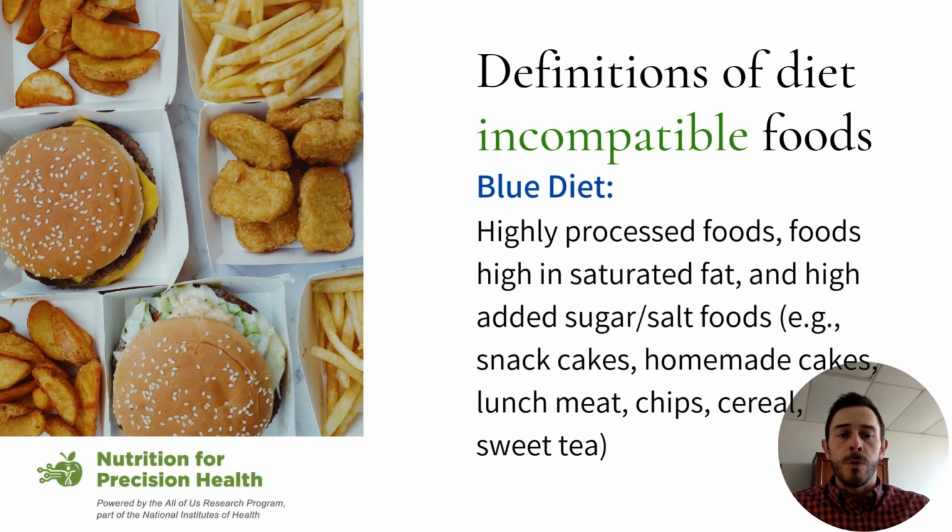So the definition of diet incompatible foods really varies across the three test diets. Rather than coming up with a comprehensive list of all possible foods that would be diet incompatible, which would be understandably unrealistic, there's general guidance, as you see listed here for the blue diet. For the blue diet specifically, diet incompatible foods that the participant would report would be things characterized by highly processed foods that are high in added sugar and salt, including some of the examples that you see listed on the slide.